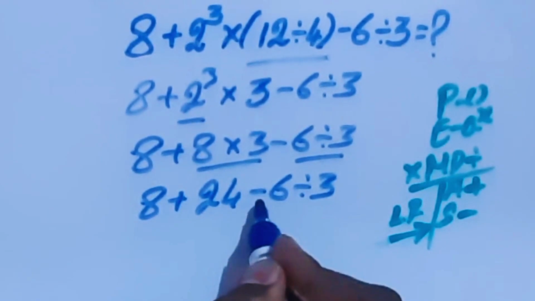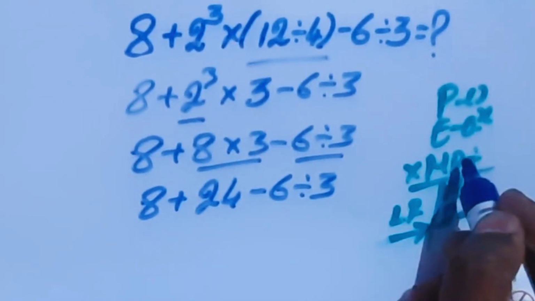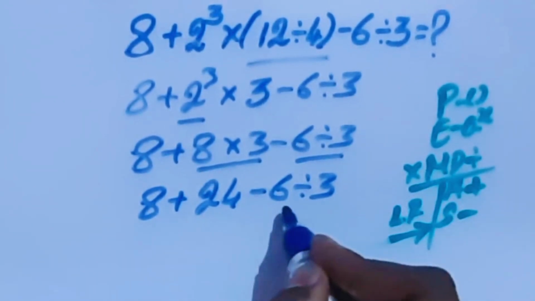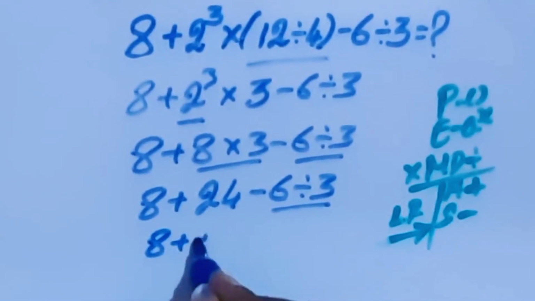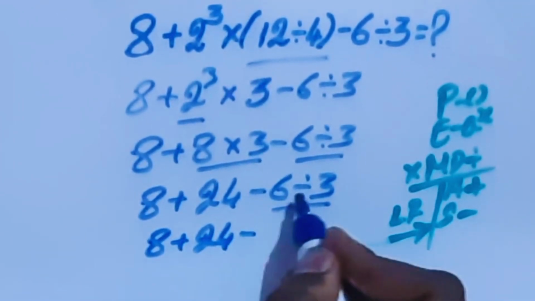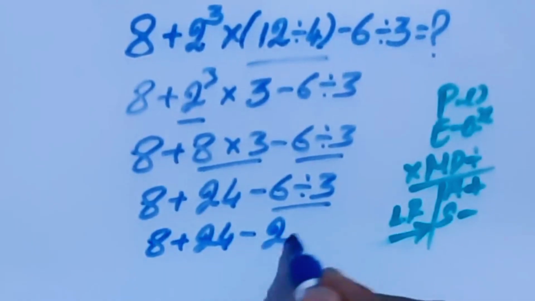Here we have addition, subtraction and division. Division is higher priority than addition and subtraction. So we have to do this division before the addition and subtraction. So 8 plus 24 minus this 6 divided by 3 is 2.